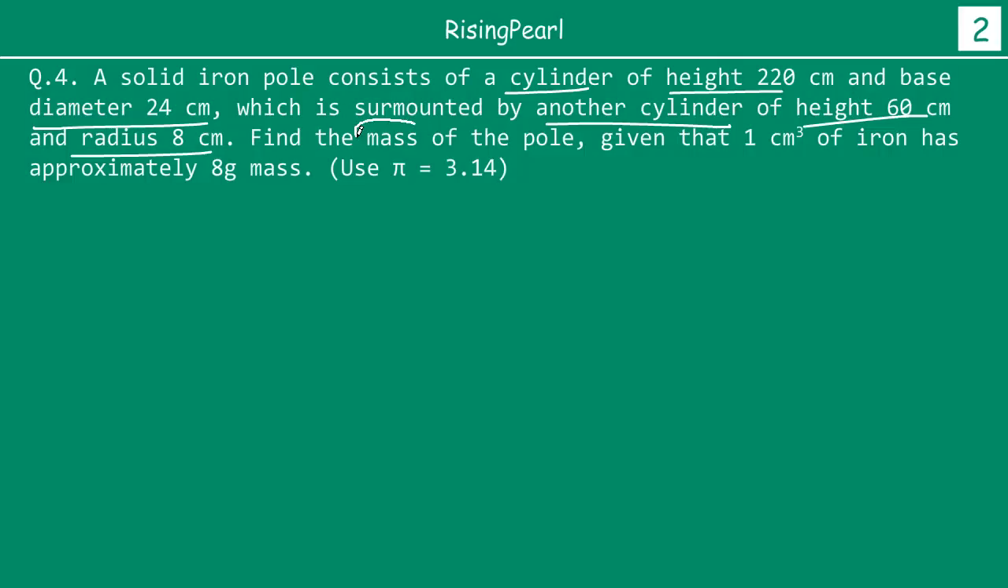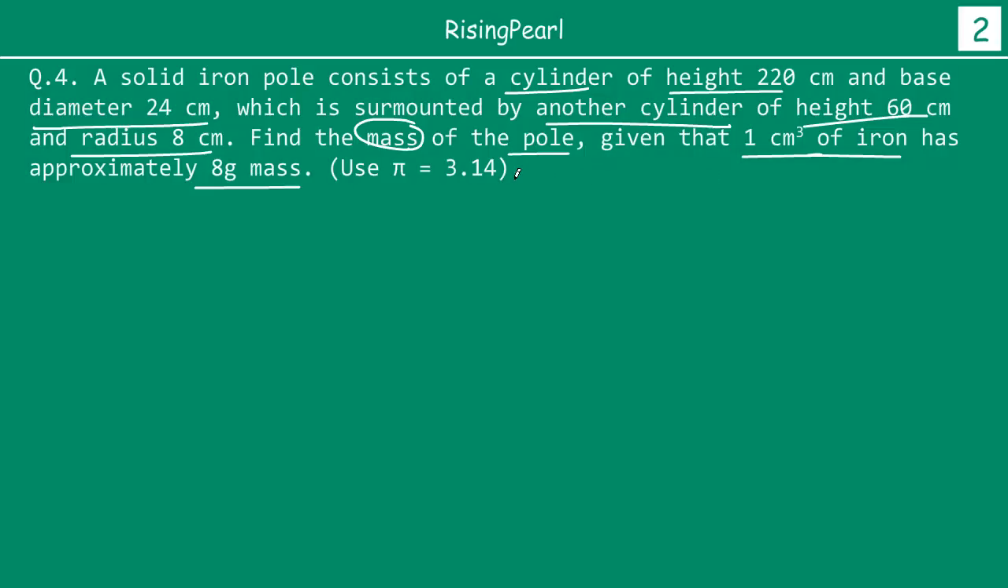We have to find out the mass. This is kind of unusual because usually we have to find out the areas or the volumes. So here we have to find out the mass of the pole, given that 1 centimeter cube of iron has approximately 8 gram of mass, and we have to use pi equals 3.14. So this is an interesting question.